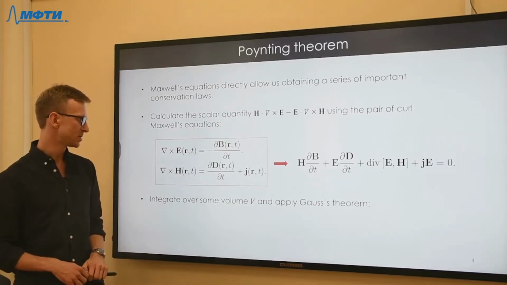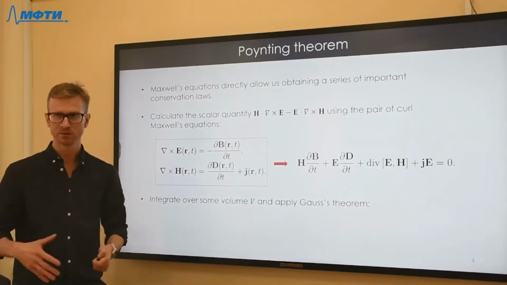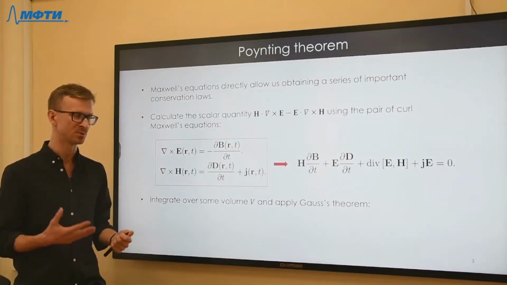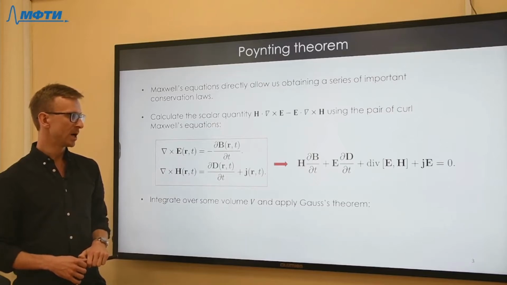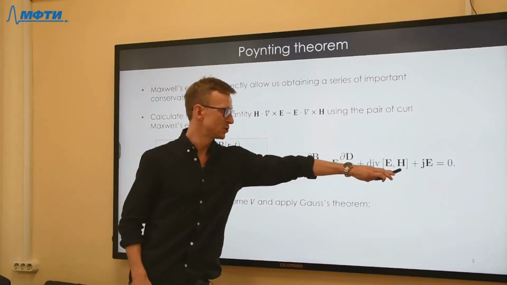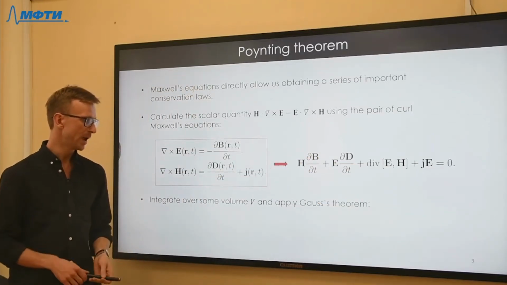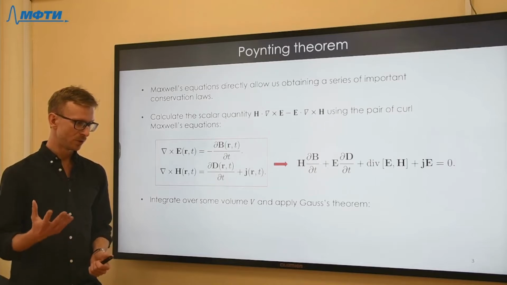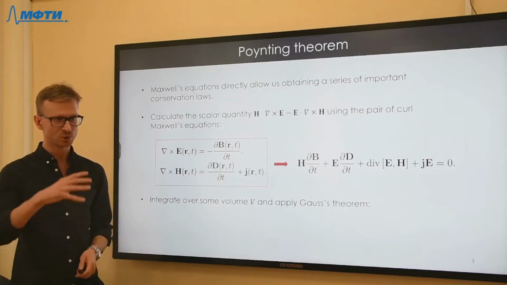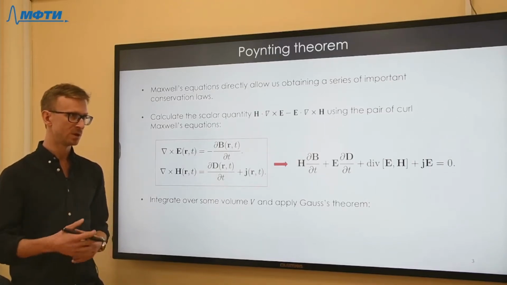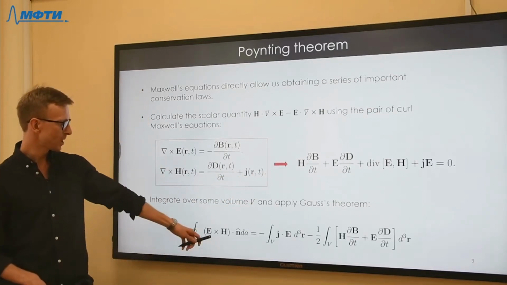And to do that, we're gonna integrate this expression over some volume V, an arbitrary volume that contains some sources, some charges, maybe small volume, large volume, doesn't matter. And we're gonna apply Gauss's theorem that is gonna help us to calculate this term, because you remember from Gauss's theorem, a volume integral of divergence of certain vector can be related to the surface integral of the same vector.